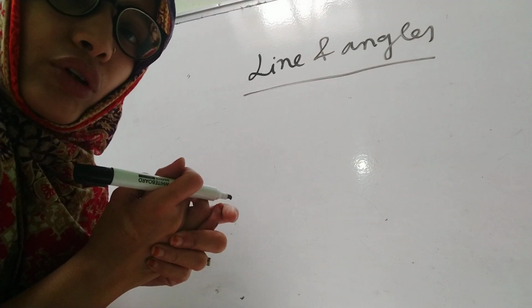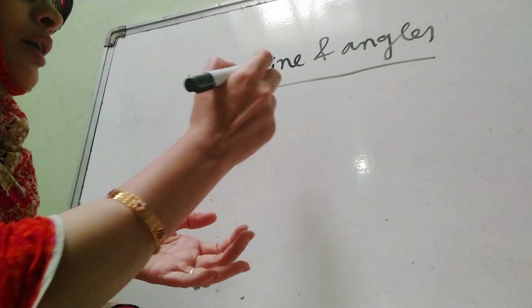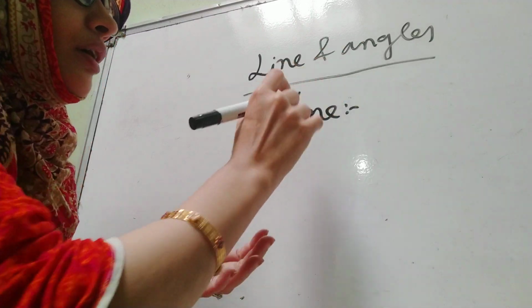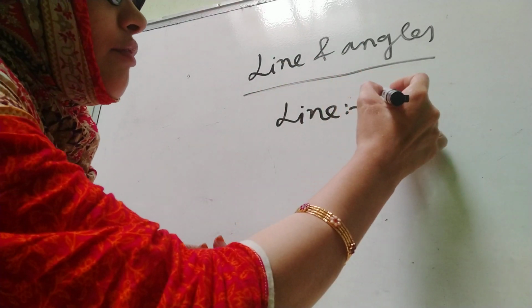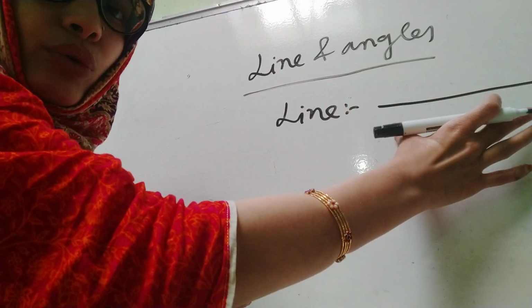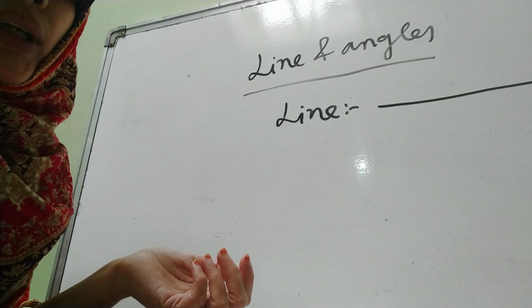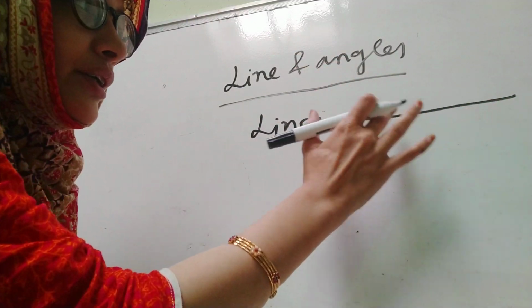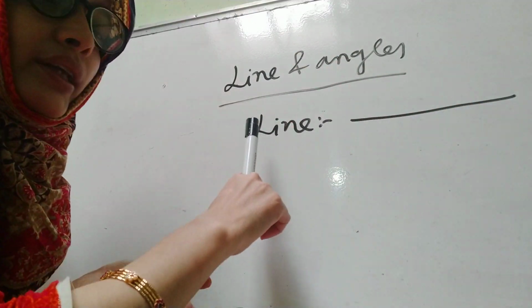Everyone. So today I am going to teach you lines and angles. Now, a line is a one-dimensional figure. It has only length, and it can be extended in both directions. So two ends are not fixed. It can be extended either on this side or on this side.